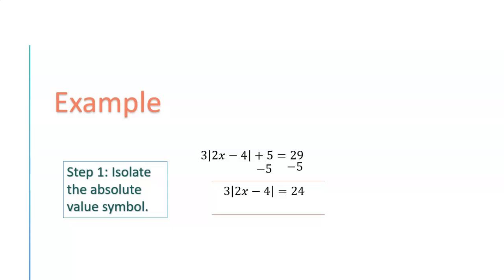I'm not finished yet because the absolute value is not alone on one side of the equal sign. Therefore, I need to divide both sides by 3 in order to move this 3 over. When I divide both sides by 3, I'm left with the absolute value of 2x minus 4 equals 8. So now I have completed step 1. I have isolated the absolute value symbol because the absolute value symbol is all alone on one side of the equal sign.